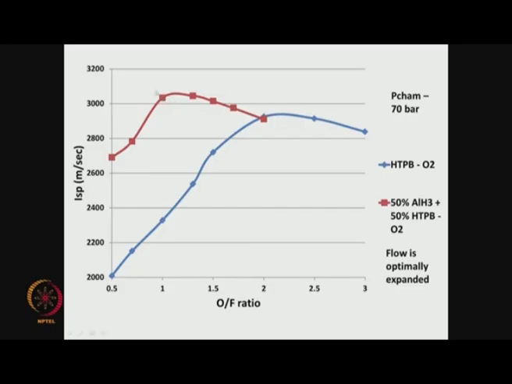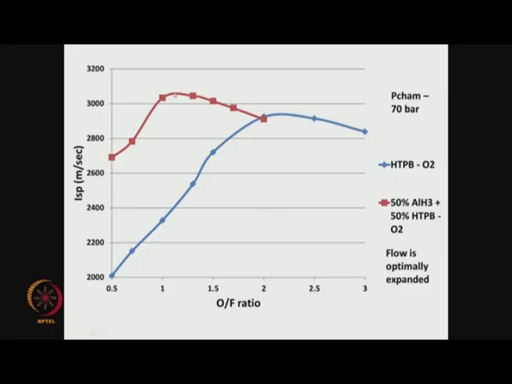What it indicates is that if you use aluminum hydride, you will get a much more compact system with density impulse being higher, because the O by F at which the best specific impulse is achieved is at 1. Usually liquid oxygen, which has a density of around 1140, has lower density compared to the solids, and this here has a density of around 1200 to 1300. So, therefore, you will get a very good density impulse, and this makes the systems smaller.